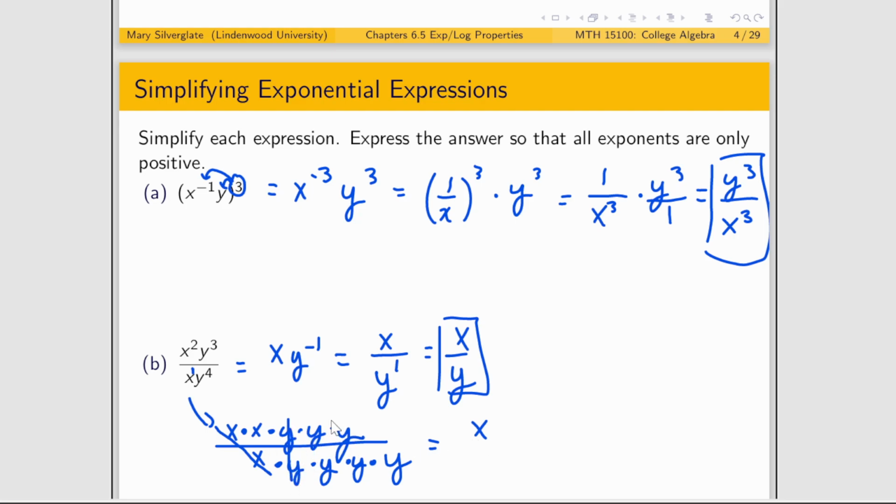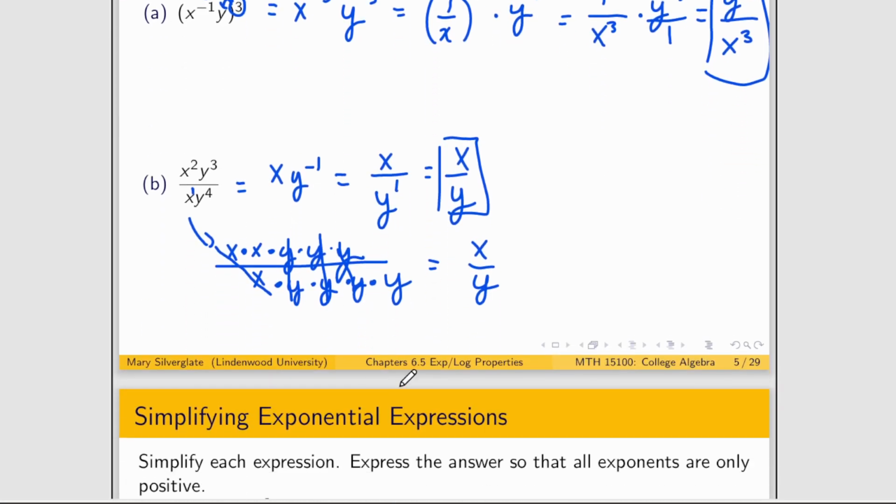Y divided by y makes 1. Another y divided by y makes 1. Another y divided by y makes 1. I'm still left with 1y in the denominator. That's an alternative way you could think about that. Just keep in mind that you can't use this long form way once these exponents become sufficiently large. So it's still good to know what the rules are.